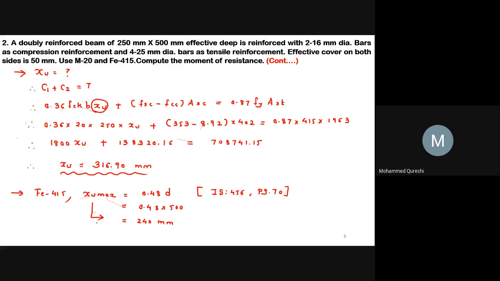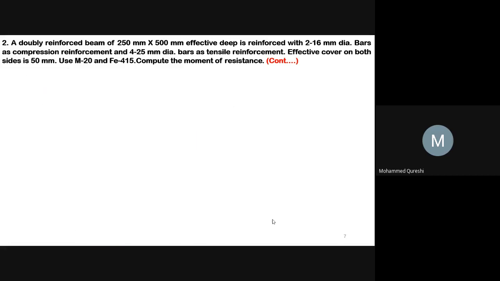Now, we have to check the condition whether XU is less than XU max, equal to XU max, or greater than XU max. Here XU, that is 316.90, is greater than XU max. Hence, the section is an over reinforced section. Now, we will go for the moment of resistance.